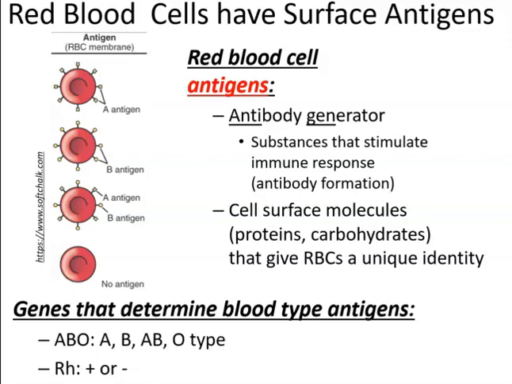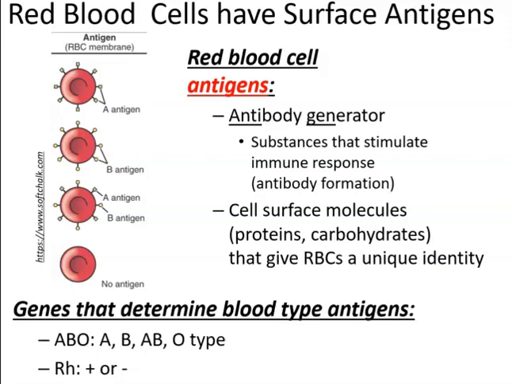Red blood cells have on their surface specific antigens. Antigen is actually a shortened term for antibody generator. So these substances stimulate an immune response or antibody formation. So cell surface molecules such as proteins and carbohydrates give red blood cells a unique identity. So we also have genes that determine blood type antigens.